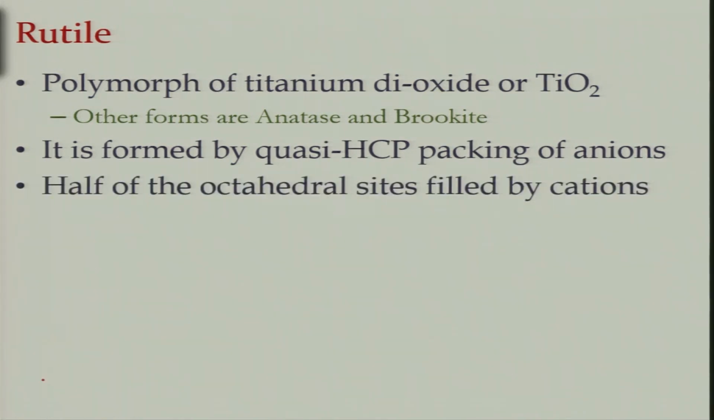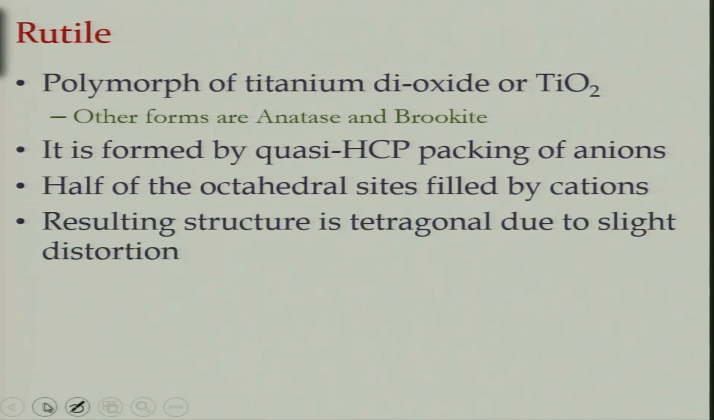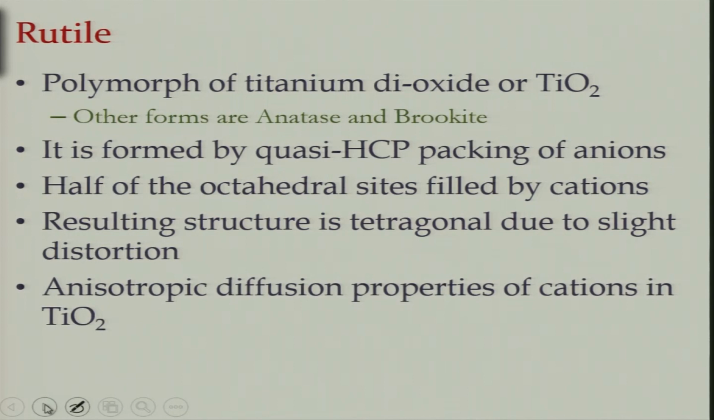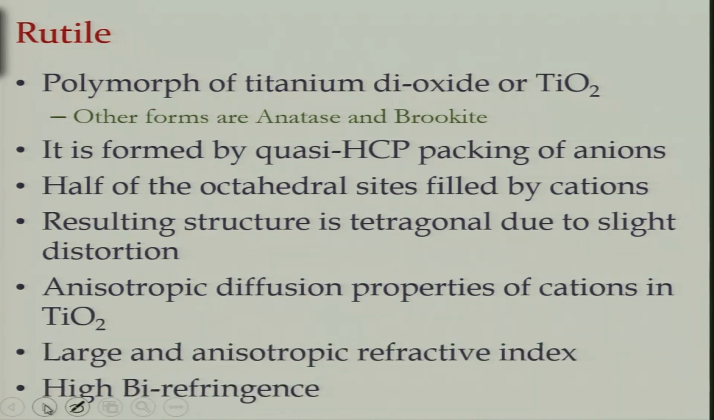What happens here is that half of the octahedral sites are filled by cations, because you have 2 oxygen atoms for every cation, so only 50% can be filled. The resulting structure is tetragonal instead of hexagonal close packed, because of the distortion. This material is very important because of its anisotropic diffusion properties of cations. As a result it has several technological applications. It has a large anisotropic refractive index, and it also has high birefringence.